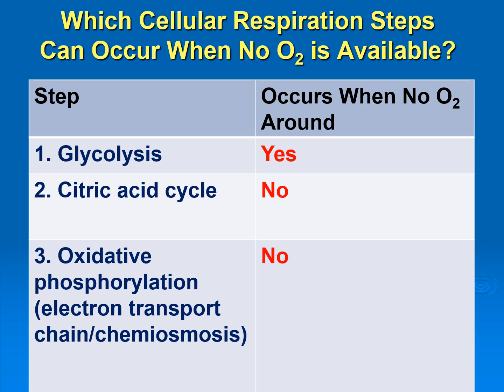Okay, and then just the last thing, which cellular respiration steps can occur when no oxygen is available? So the only step that can occur if there's no oxygen available is the first step, glycolysis. The other two steps, the citric acid cycle and oxidative phosphorylation, cannot occur if there's no oxygen available because they're occurring in the mitochondrion, and if there's no oxygen available, your mitochondria don't work. So they can't occur if there's no oxygen. So only glycolysis can occur.